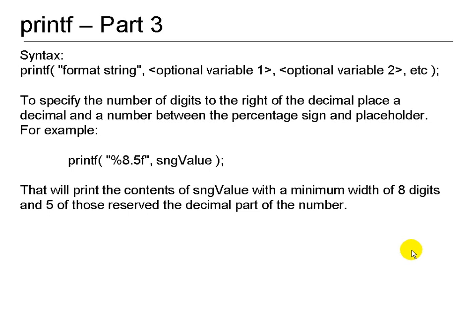If you want to display a floating point number, you can specify a decimal point and then a number, and that will reserve space for the digits to the right of the decimal. In this example, I have %8.5f. The leading 8 says the output will be a minimum of 8 characters wide. The .5 says 5 of those 8 characters are reserved for the decimal portion of the number. Of course, that works only with floats and doubles.